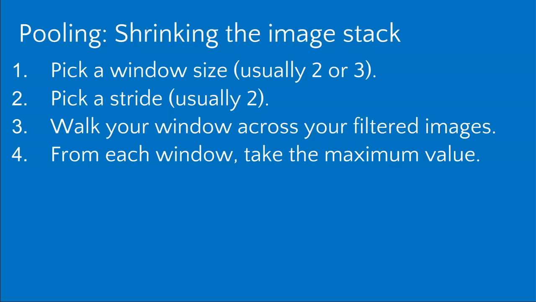Another piece of this is called pooling. So we took our original image and now we have a stack of images. What this step does is it shrinks it down a little bit. We start by picking a window size, usually 2 or 3 pixels, picking a stride, usually 2 pixels, has been shown to work well, and then walking this window across the filtered images, and from each window, taking the maximum value that you see. So this is called max pooling.